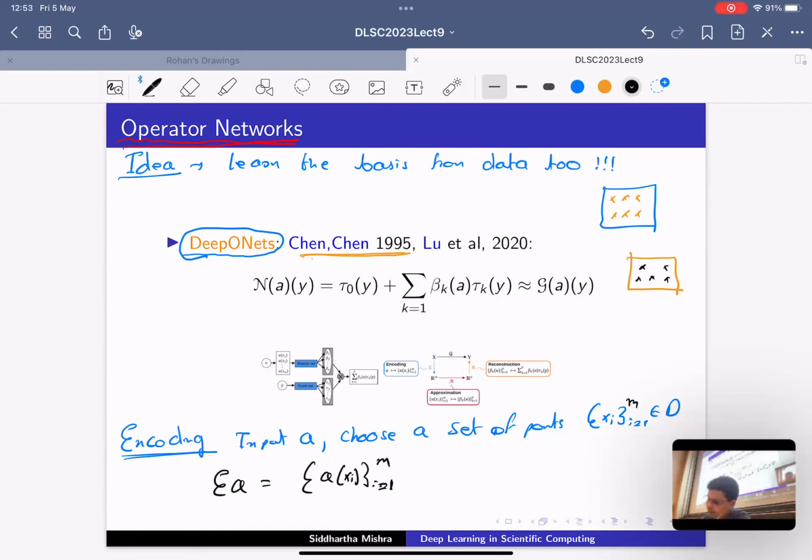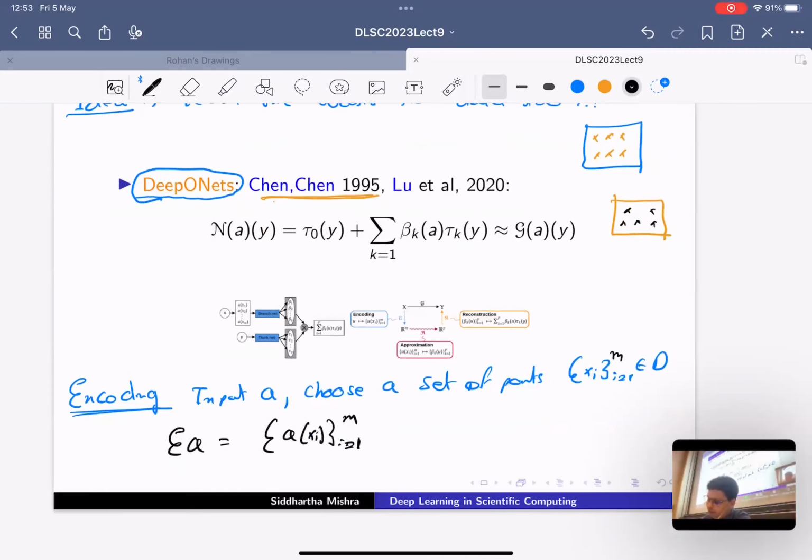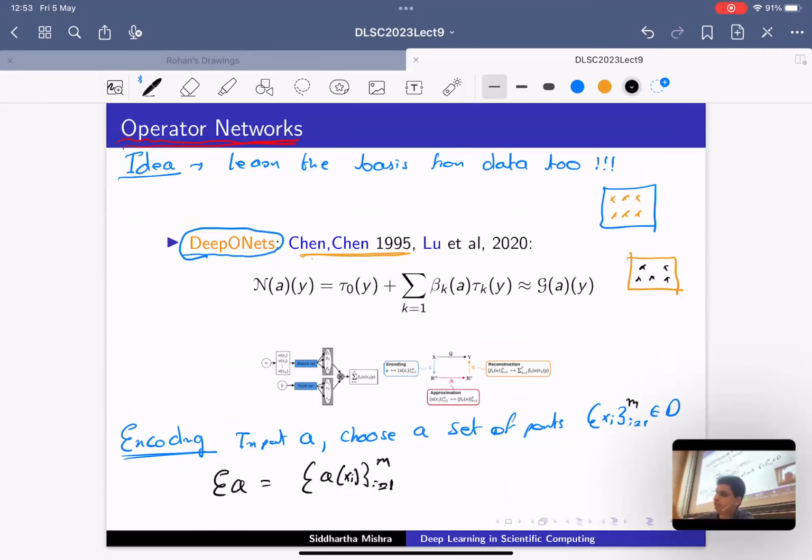Now, regarding the approximation, let's look at the reconstruction, because we could also look at approximation. So approximation is: you take these a_i, so this is equal to a(x_i). You take this vector of a_i. It's not so easy to write on the tablet.